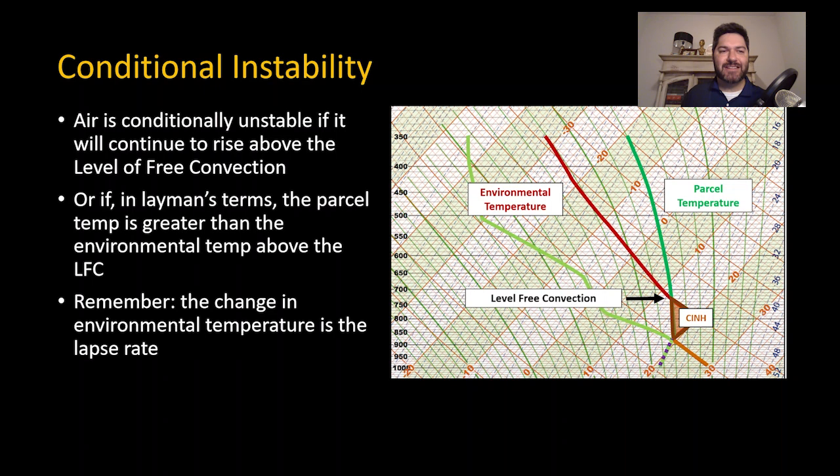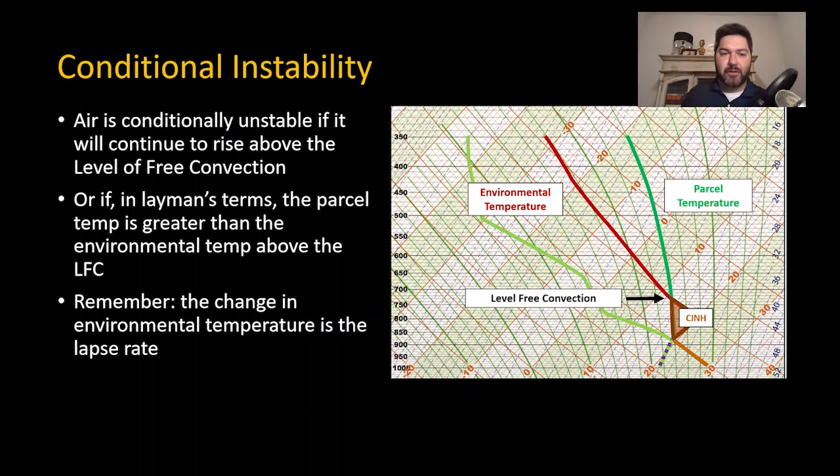In terms of conditional instability, air is conditionally unstable if it will continue to rise above its level of free convection. So, in layman's terms, that means that the parcel temperature is going to be warmer than the environmental temperature all the way up through the top of the troposphere.